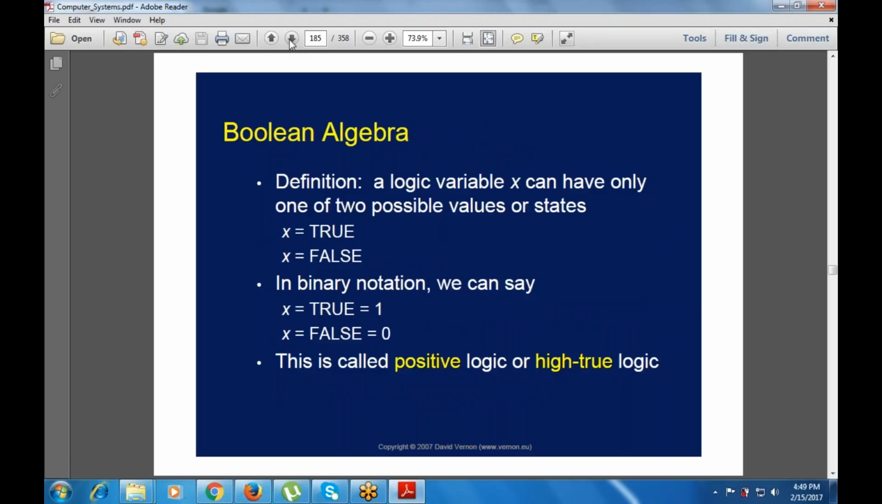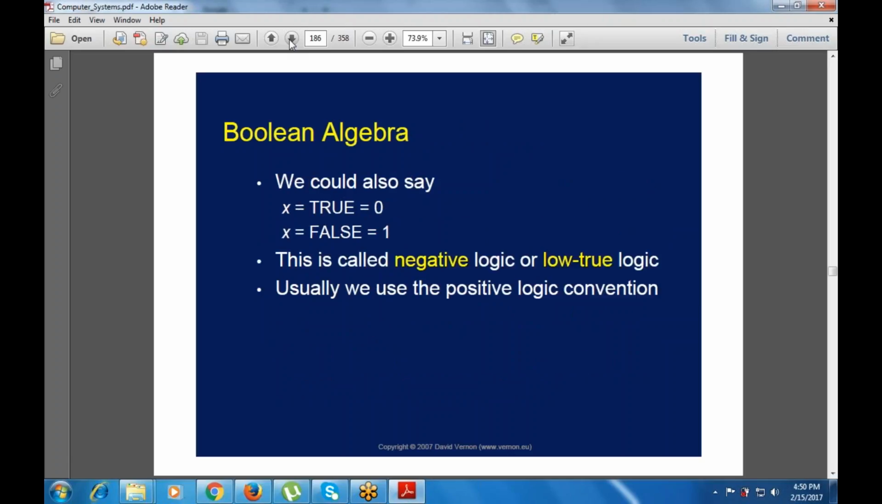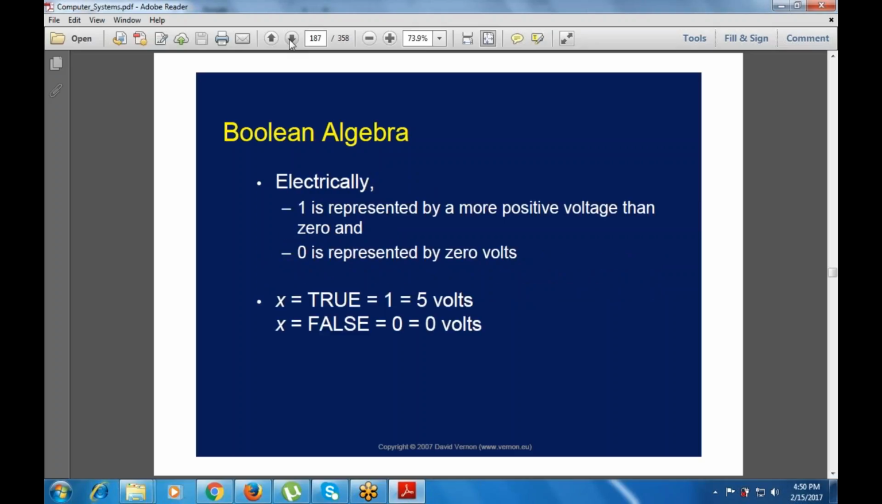Next is a logical variable: x can have only one of two possible states, one true, one false. In binary notation, we can say true is 1 and false is 0. That is positive logic, or high-true logic. Electrically, 1 is represented by a more positive voltage than 0, and 0 is represented by 0 volts. There's true and false.